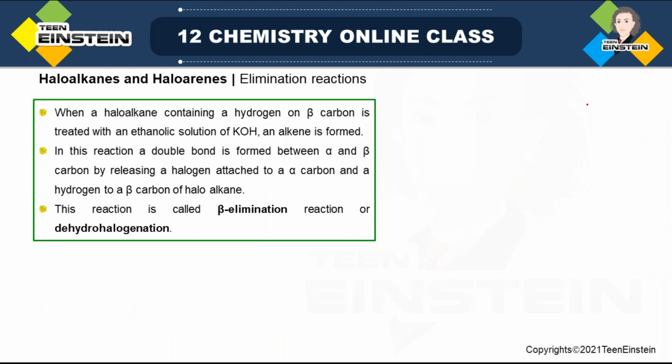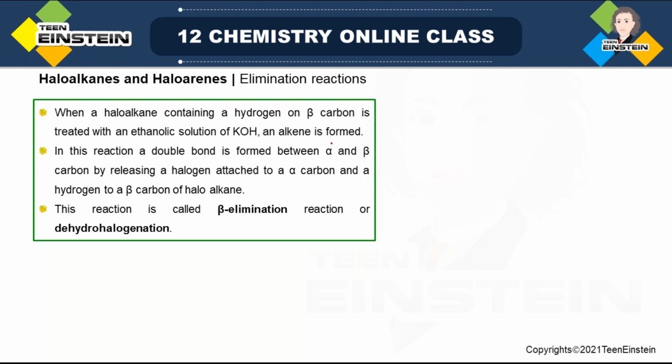So after finishing substitution, next we have to see elimination reaction. Remember, the four main types of reaction are there for the chemical behavior of haloalkanes and haloarenes. Among these four types, the first one is completed, which is nucleophilic substitution. Now we have reached the second type of reaction, which is also very versatile.